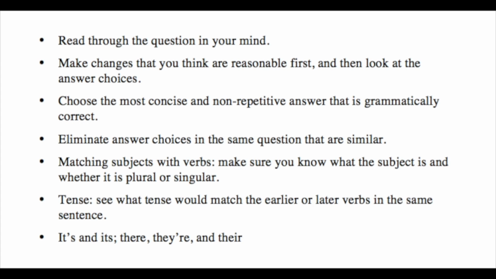And make sure you know the difference between it's, which is short for it is, and its without the apostrophe, which is the possessive form, and also the difference between there, they're, and their. The first, there, is when you're describing something over there. The second one is a contraction for they are, and the third is the possessive form.